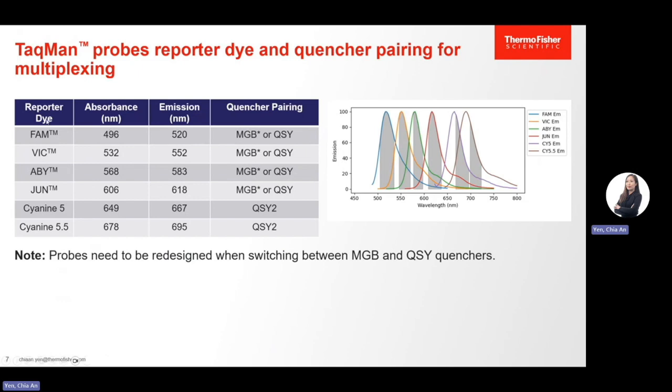So for our reporter dyes here, FAM and ABY are the brightest, so you would pair them with something that's lowest expressed in your multiplex reaction, followed by VIC and JUN. Cyanine 5 and cyanine 5.5 are the dimmest dyes, so you would definitely want to pair them with something that's more highly expressed or perhaps the internal positive control target.